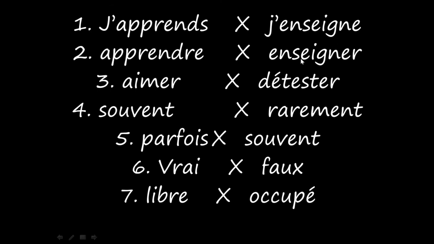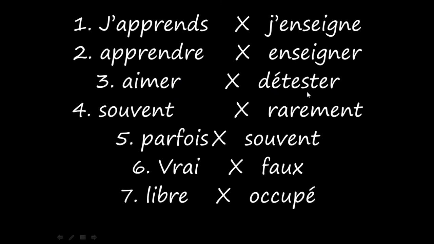So careful. The verb is conjugated here for the subject je. So we'll be conjugating the same for je. Even if it's given in the infinitive form, you've got to give the infinitive form. Right? Apprendre, to learn. Enseigner, to teach. Aimer, to like, to love. Détester, to hate. So it's an infinitive form.